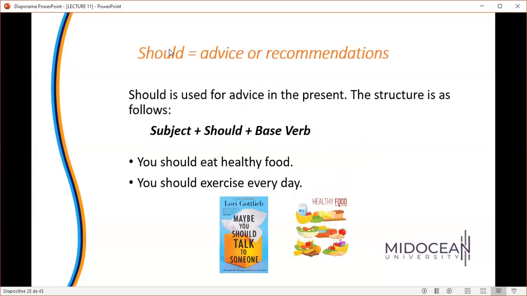So, should indicates advice or recommendations. Okay, example. Should is used for advice in the present. The structure is as follows: subject plus should plus base verb. Example: You should eat healthy food. C'est-à-dire, il faut, d'accord. You should exercise every day. So here you have an advice, okay?